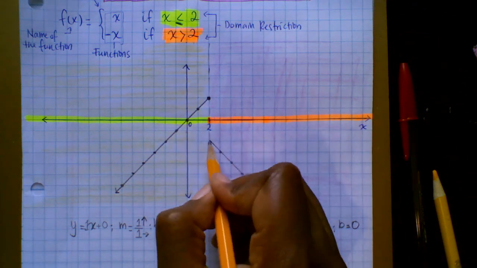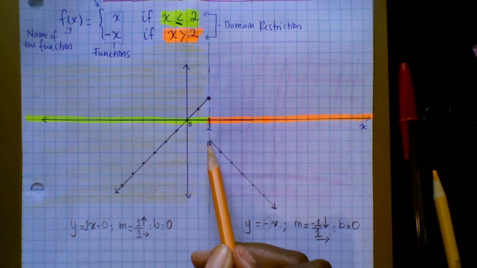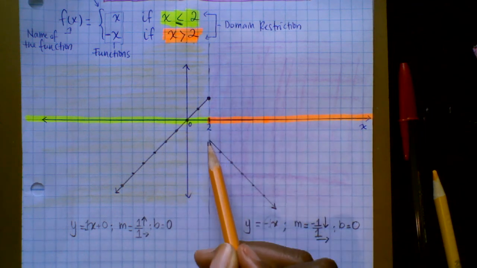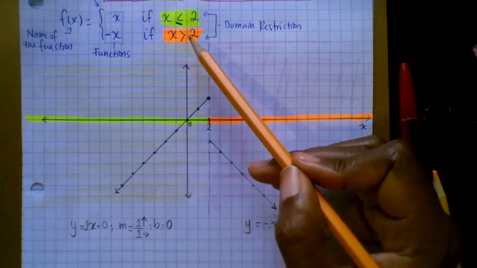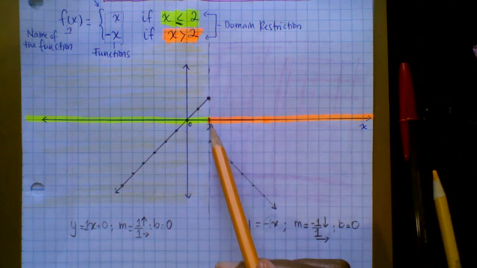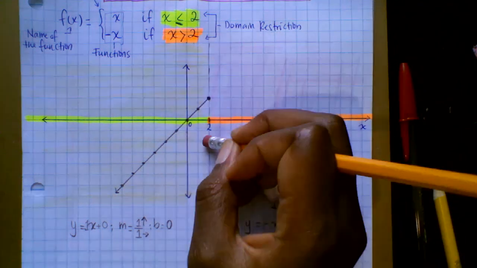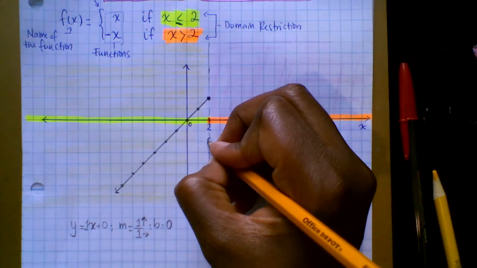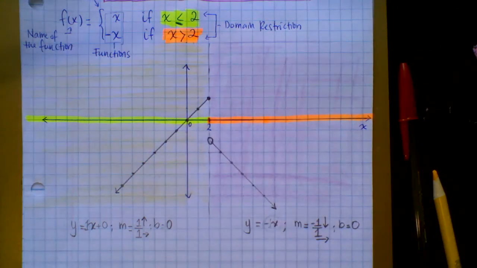So then I need to ask myself, is it going to be a full dot or an empty dot when x equals 2? Because there is no line under the inequality, x cannot be equal to 2. So I am going to draw an empty dot like that. Okay. And you're done with graphing the piecewise defined function.